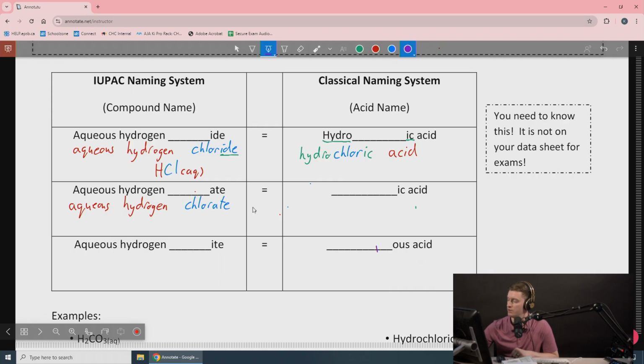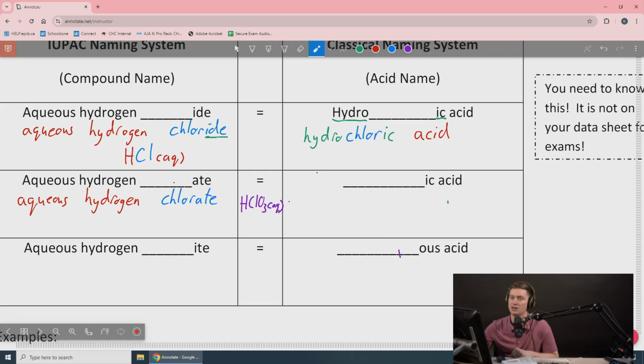I'll just draw what that would look like in this middle box here. We've got a hydrogen. Chlorate is ClO3, and this would be aqueous. This is aqueous hydrogen chlorate, HClO3 aqueous. It has this ate ending. The ate ending becomes the ic ending. So this is going to be called chloric acid.